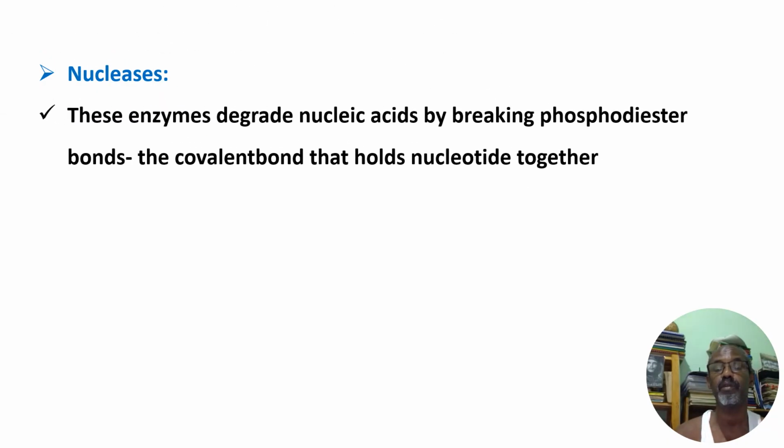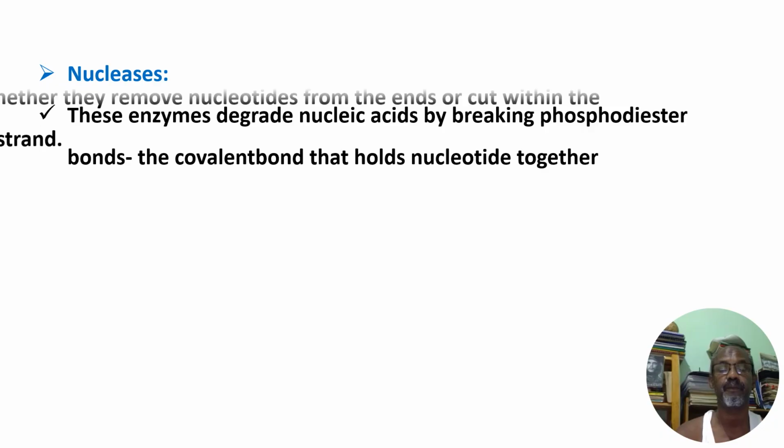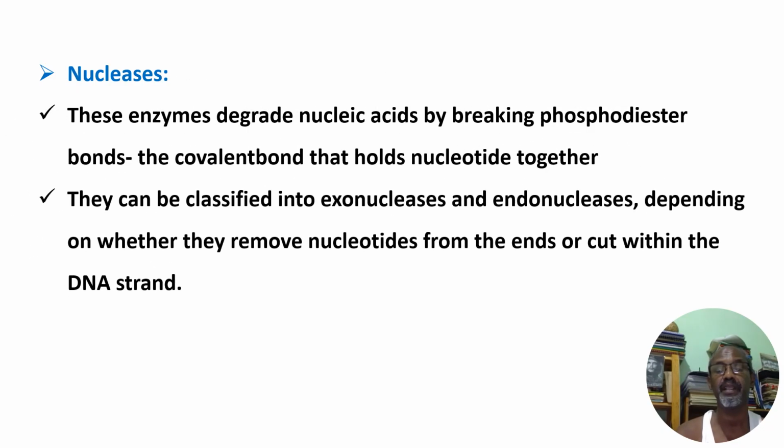These enzymes degrade nucleic acids by breaking phosphodiester bonds, the covalent bond that holds nucleotides together. They can be classified into exonucleases and endonucleases, depending on whether they remove nucleotides from the ends or cut within the DNA strand. Therefore, endonucleases cut the DNA from within at the mid portion, whereas exonucleases cut the DNA from the tips. Therefore, these are DNA modifying enzymes. So far we have seen. Therefore, look, these are very important.